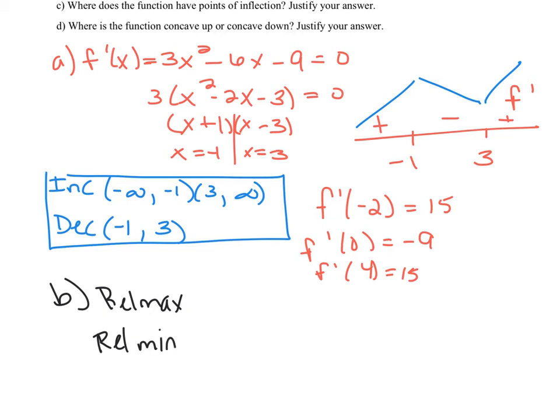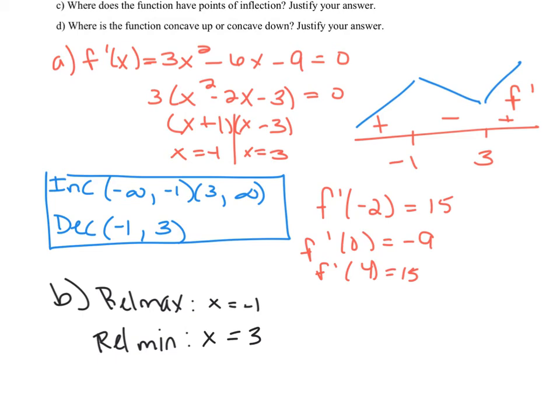Just look at the sketch that you created. Here would be a relative max, so at -1 is your relative max, and then your min would be right here, so at 3 is your relative min. So then the next part states where does the function have points of inflection.